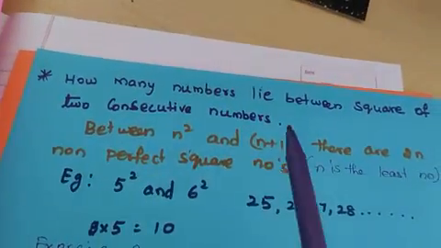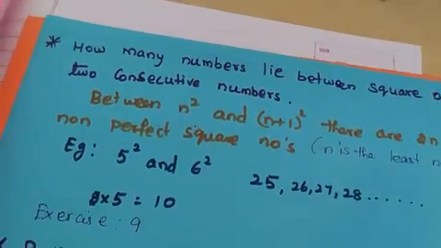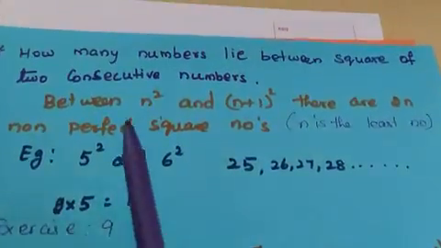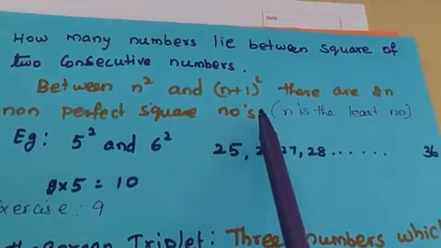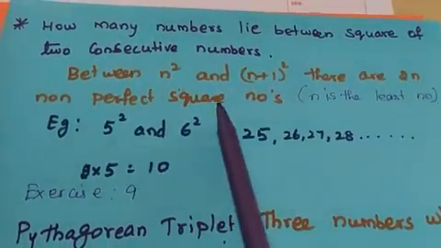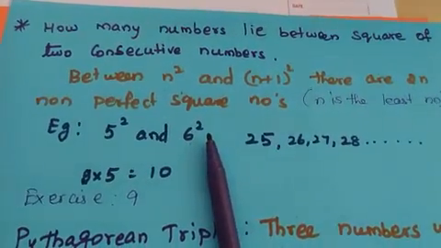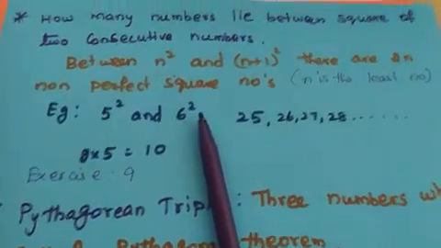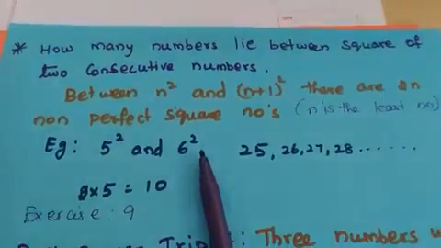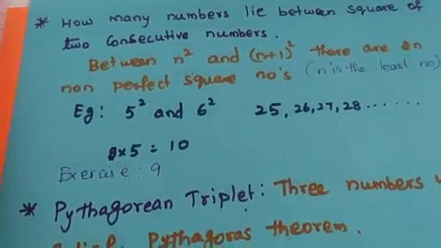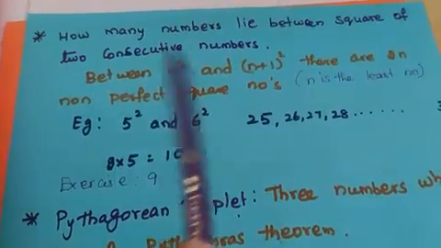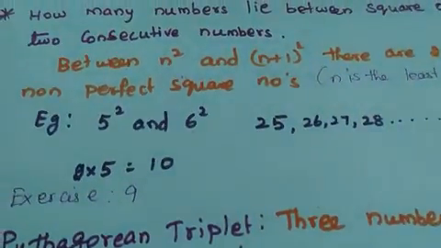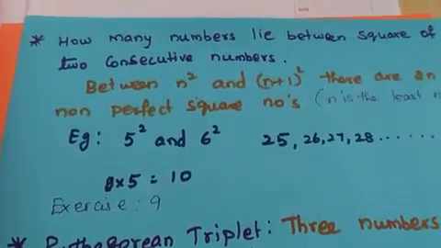How many non-square numbers lie between the squares of two consecutive numbers? That we can easily identify. Between n squared and (n plus 1) squared, there are 2n non-perfect square numbers. Here, don't confuse this n with the non-perfect square numbers. It's very simple. We can easily find out. You know that consecutive means next number. Between consecutive squares, how many numbers are there? That is, it is not a square number, it is a non-square number, right?